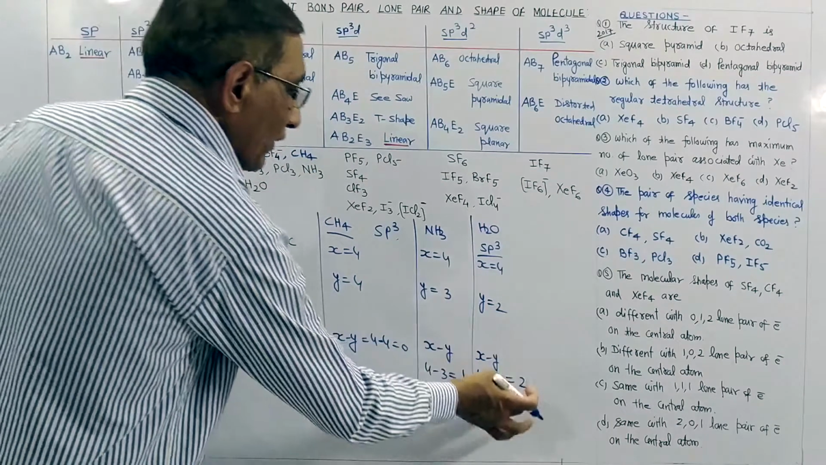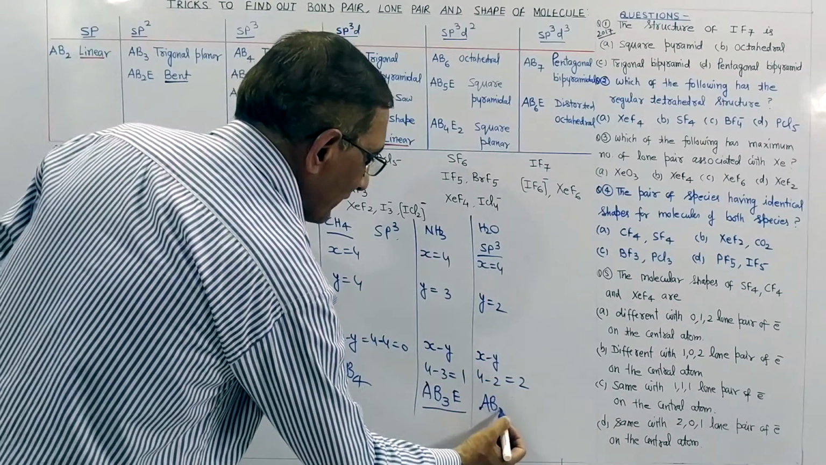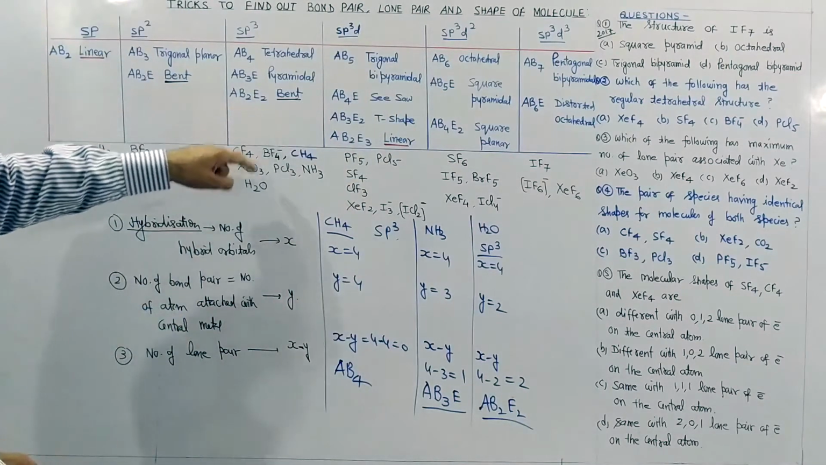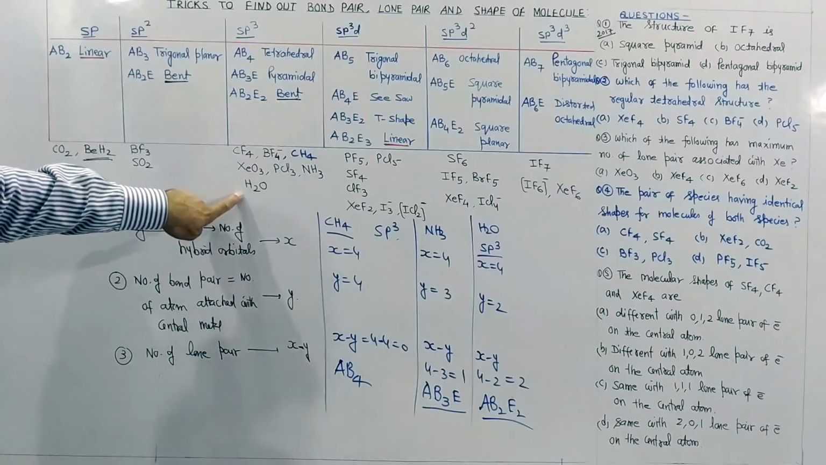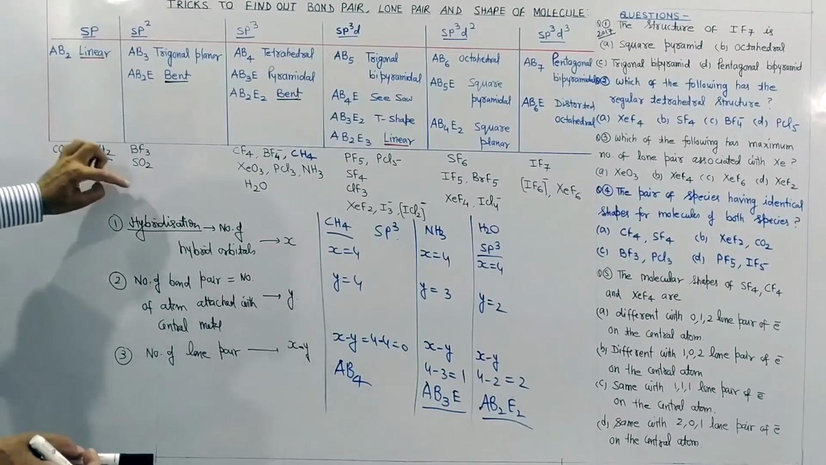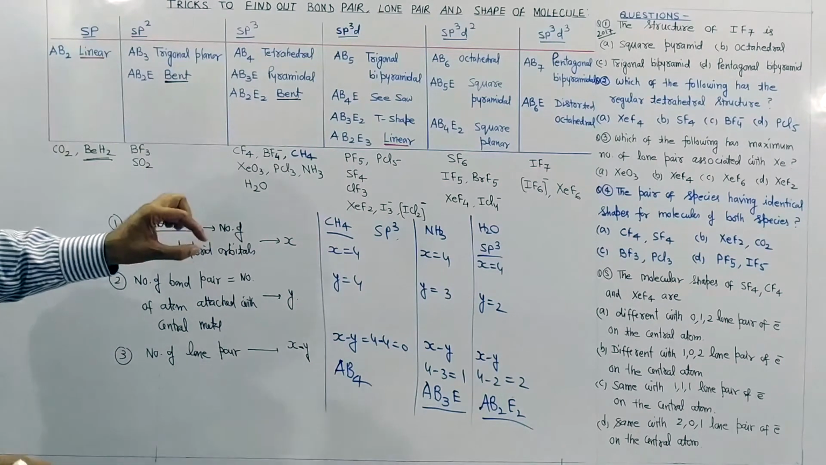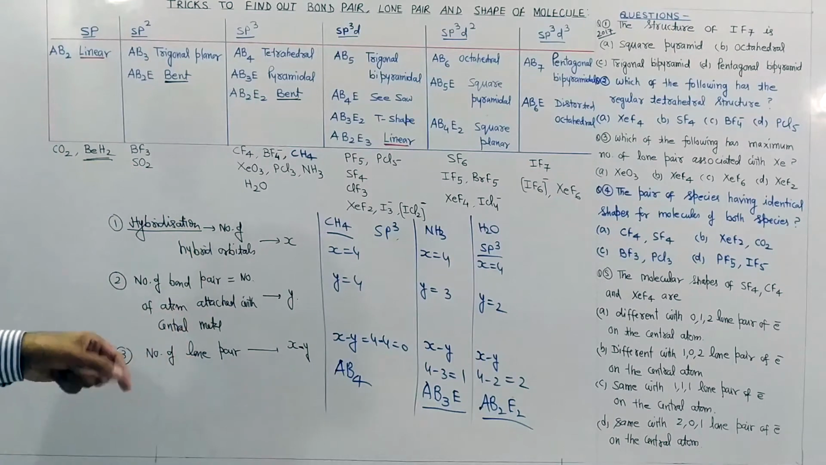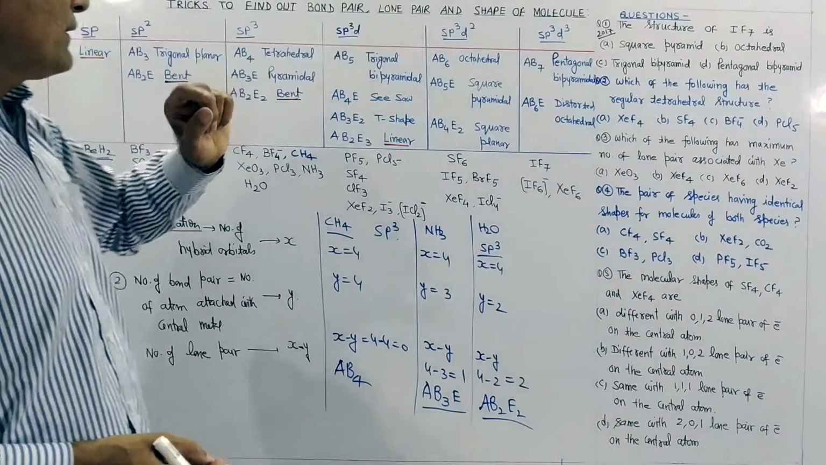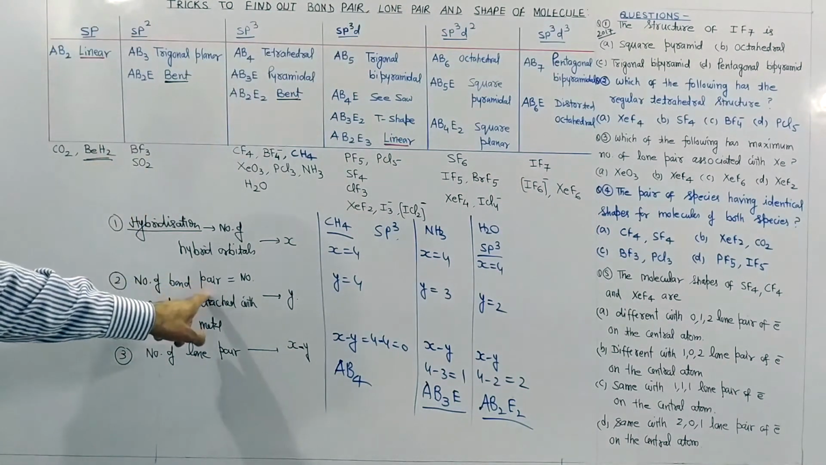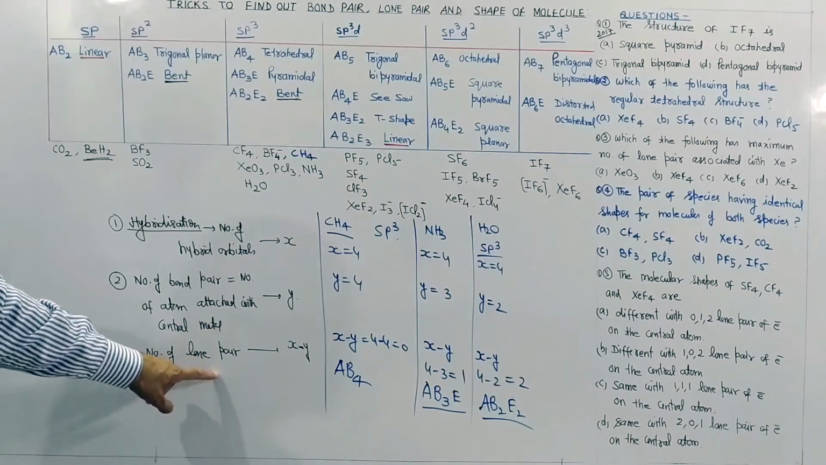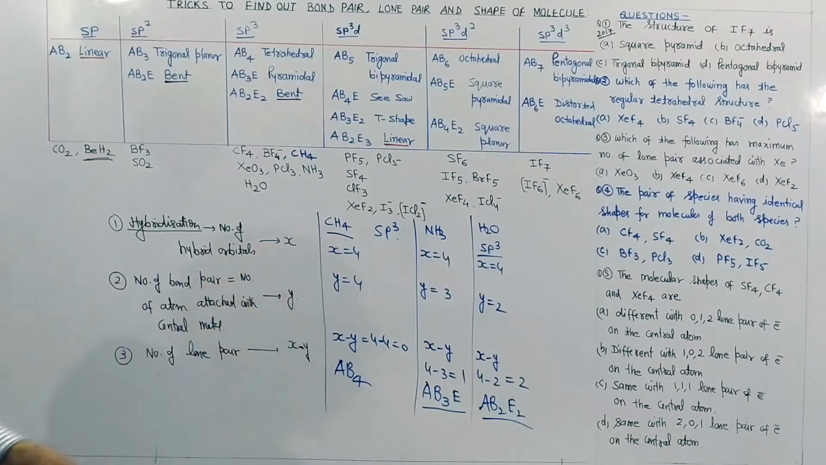It means we have 2 bond pair, 2 lone pair. So the formula we can write like this: AB2E2. The molecule will be bent. This example is H2O. So students, you can find out the hybridization of any compound very easily by my previous video. And with this hybridization, if you want to find out bond pair and lone pair, then the number of bond pairs will be equal to the number of atoms attached with the central atom, and the number of lone pairs will be the difference of hybrid orbitals and bond pairs.